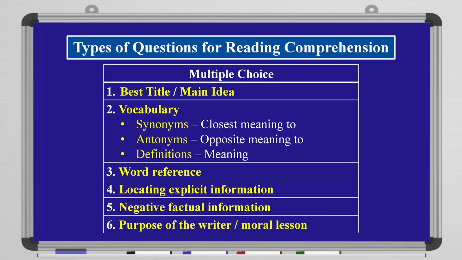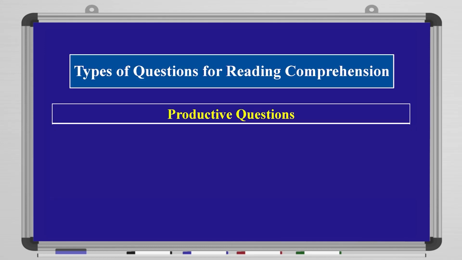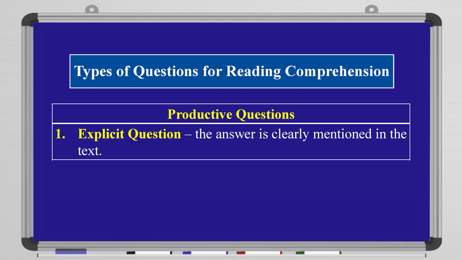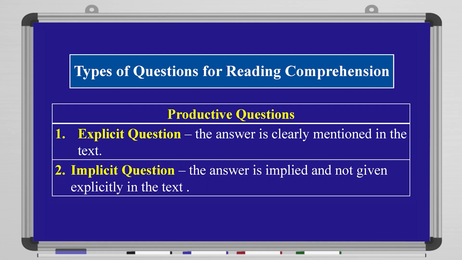The last one is the purpose of the writer. Why did the writer write the text? Or what is the moral lesson behind the text? We're done with the multiple choice. Let's look at the productive questions. Usually they come in 2 forms. One of them is the explicit question. That means that you'll find the answer mentioned inside the text. For the implicit question, it means that your answer is understandable. You can understand it, but you will not find it written inside the text.